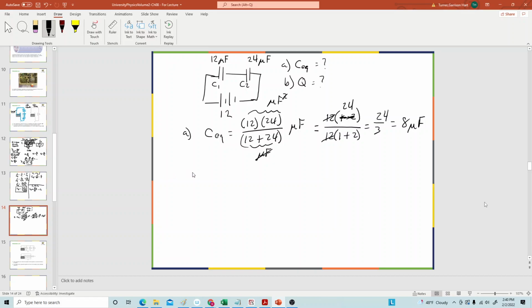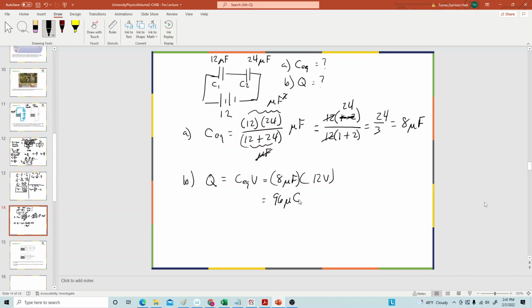How much charge? Well, because Q is equal to C equivalent times V, this is 8 microfarads times 12 volts. And 8 times 12, if I'm not mistaken, is 96. And farads times volts is coulombs, so microfarads times volts is microcoulombs. So I would have moved 96 microcoulombs of charge between the two plates.